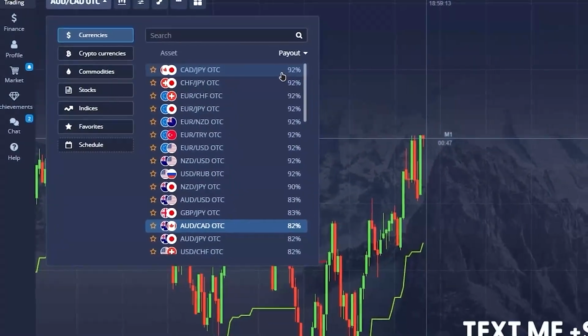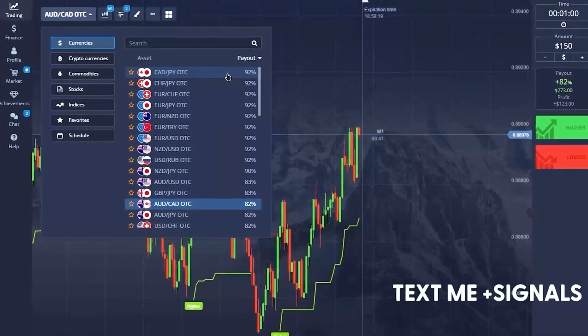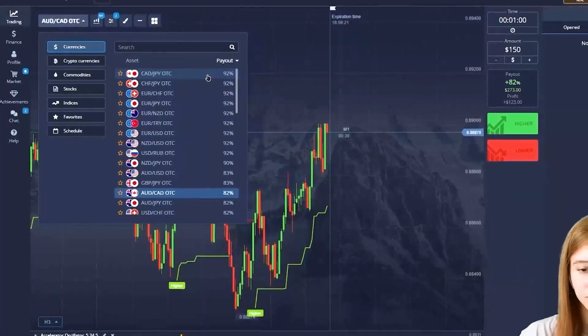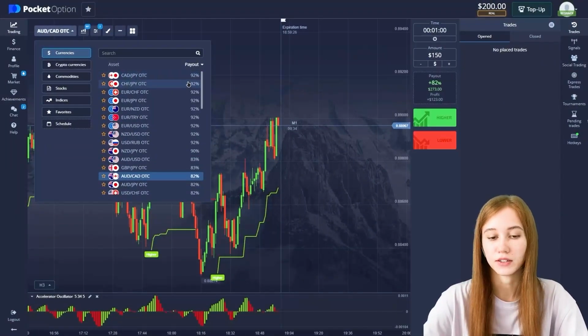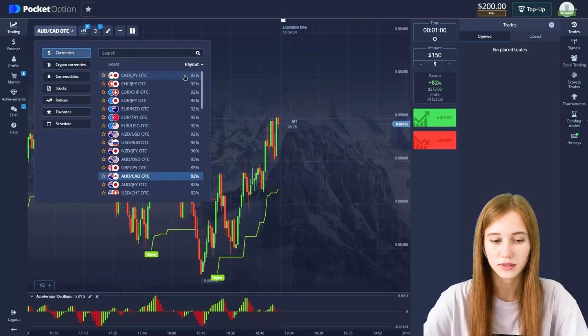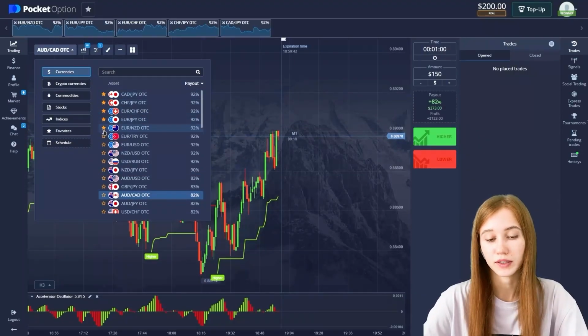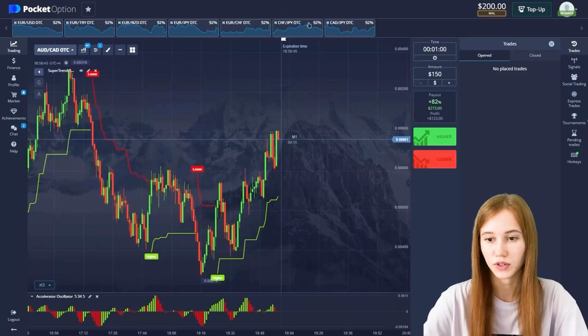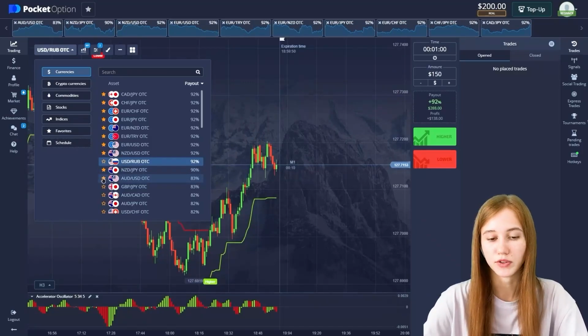So our currency pairs, we see the percentage of currency pairs on the right. They indicate the amount of payments. So if we open a deal for $100 at 92%, and the deal goes through, then we will have $192. We open a deal for $100, profit $92. I advise you to open above 70%.